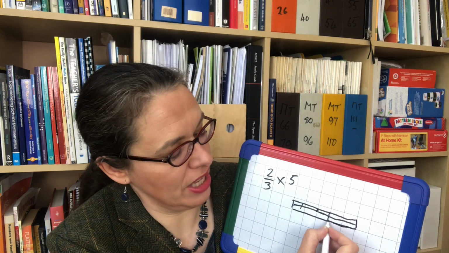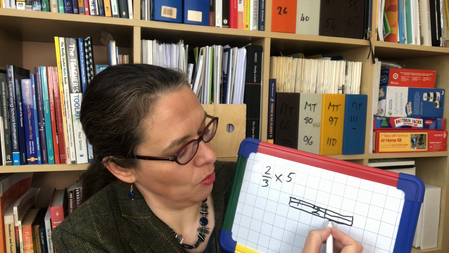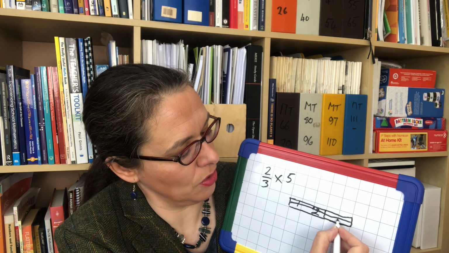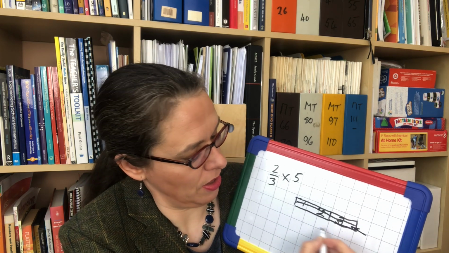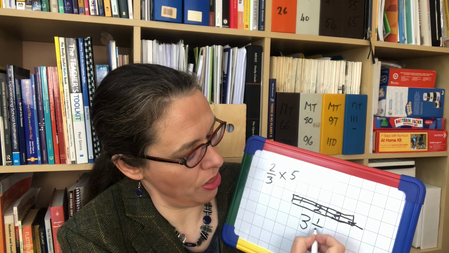1, 2, 3 thirds is 2. 1, 2, 3 thirds, that's your 3. And we've got 1/3 left over. So the answer is 3 1/3.